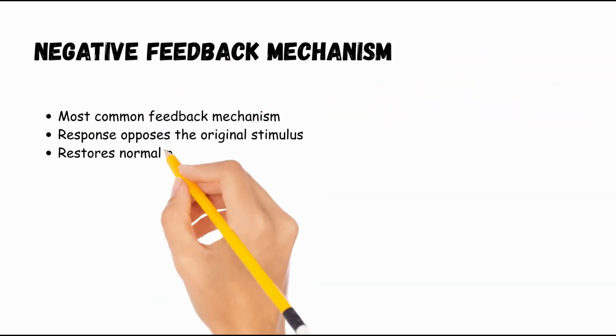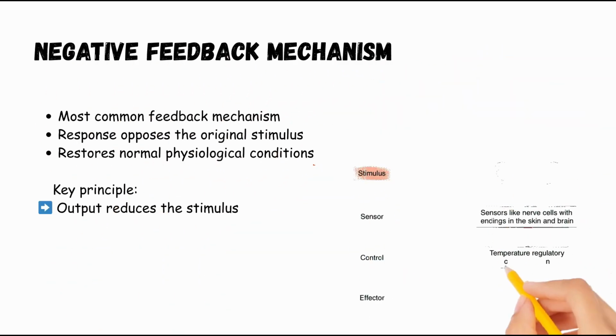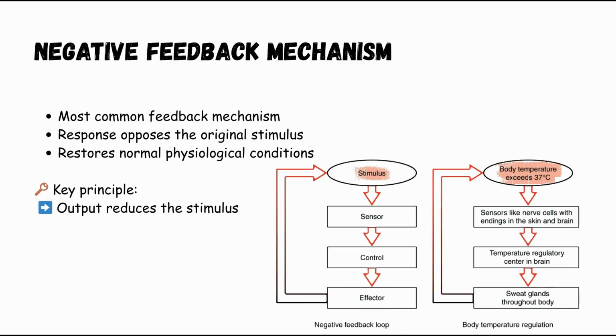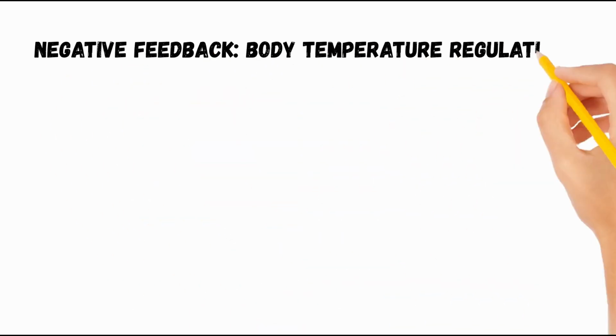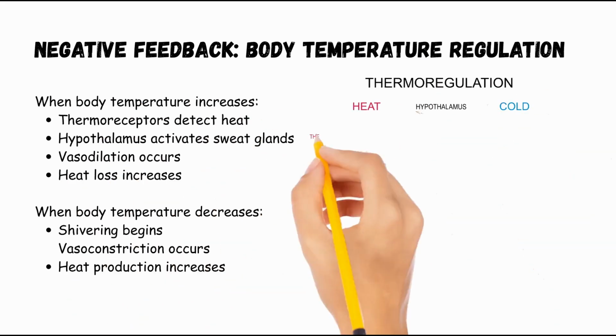Negative feedback is the most common mechanism in the human body. In this mechanism, the response opposes or reverses the original stimulus, helping to restore normal conditions. Once the normal level is reached, the corrective response stops automatically. This prevents overcorrection. Let's take body temperature regulation as an example.